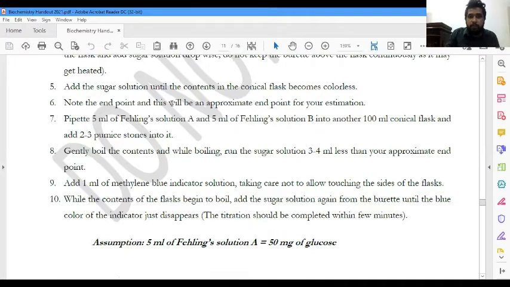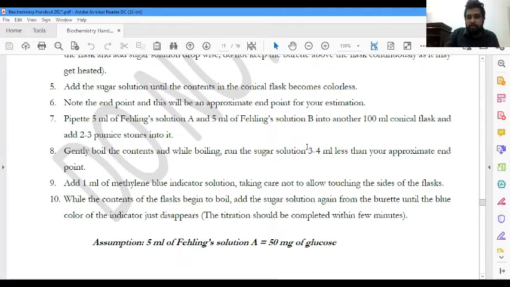Note the endpoint, and this will be an approximate endpoint for your estimation. Then the first titration is completed. After that, you have to again pipette out 5 milliliters of Fehling's A and 5 milliliters of Fehling's B solution into another 100 milliliter conical flask, and you have to add 2 to 3 pumice stones into it, as we did previously. Gently boil the content.